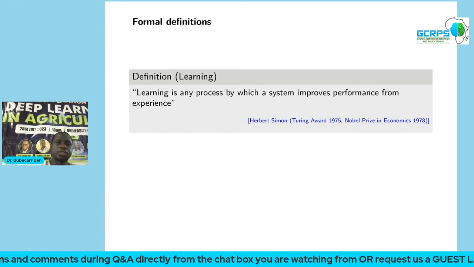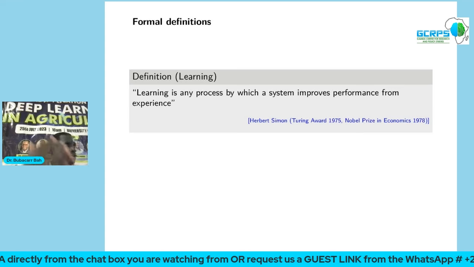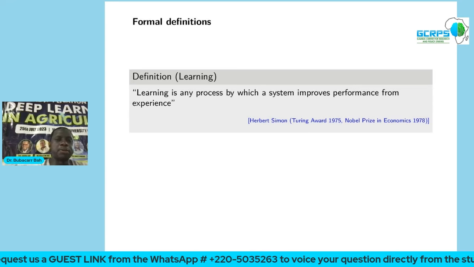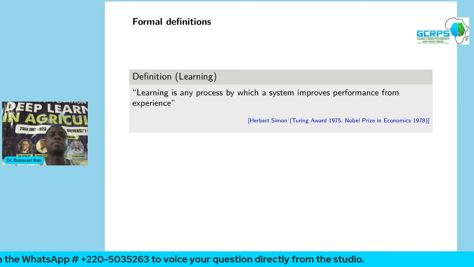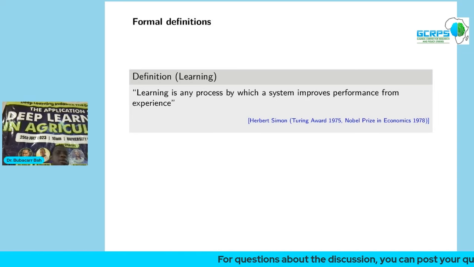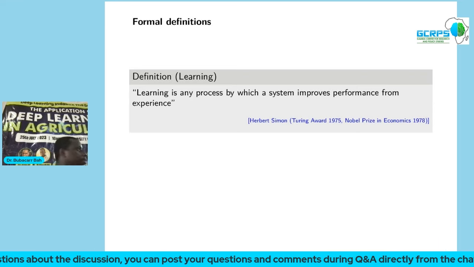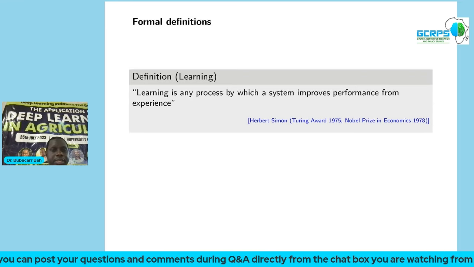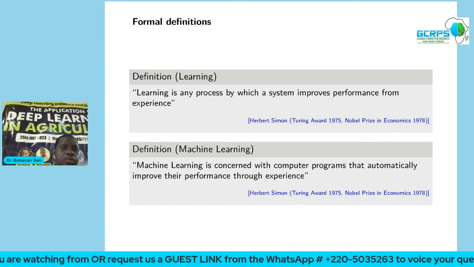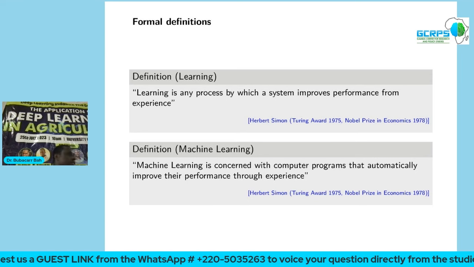So people have been wondering, how do we define learning? What is learning? And if we know what learning is as humans, then we should be able to transport that to machines. So learning is any process, according to Simon, I think if you Google it, you will find that. Learning is any process by which a system improves performance from experience. This is the formal definition of learning. This is what you would learn in a typical machine learning computer science course. Machine learning, therefore, is concerned with computer programs that automatically improve their performance based on experience.